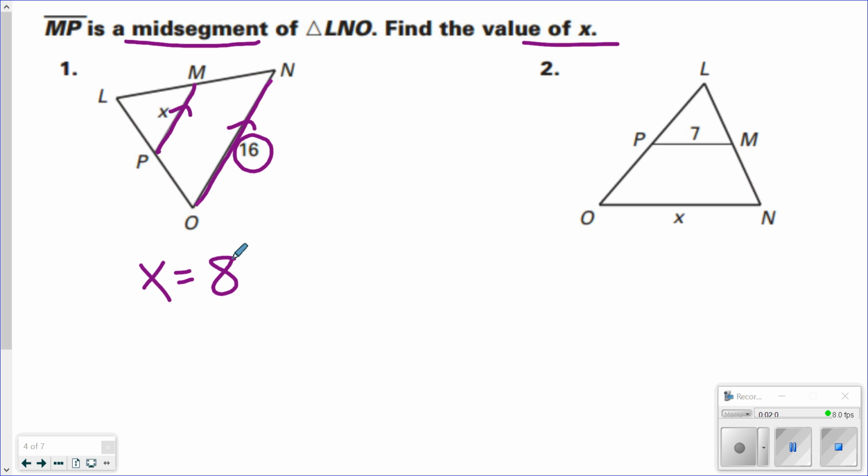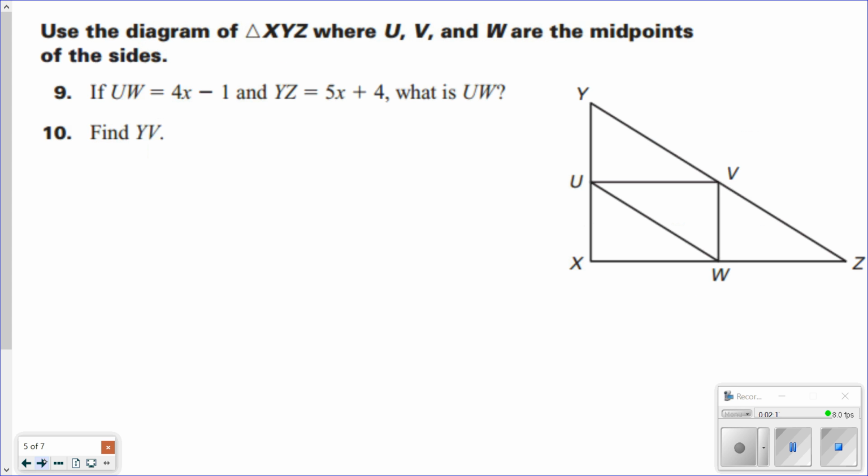For number 2, my midsegment is MP, and we know it's half of the length of the third side. So if MP is 7, X would have to be 14. Use the diagram of triangle XYZ where U, V, and W are midpoints of the sides. All right, so we know that U, V, and W are midpoints, so we then have 3 midsegments.